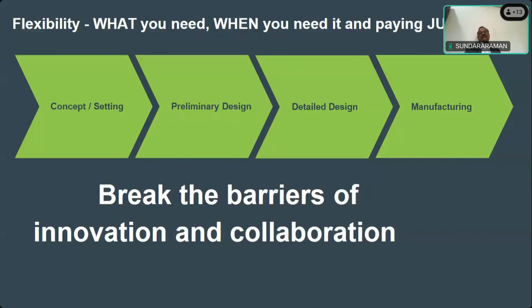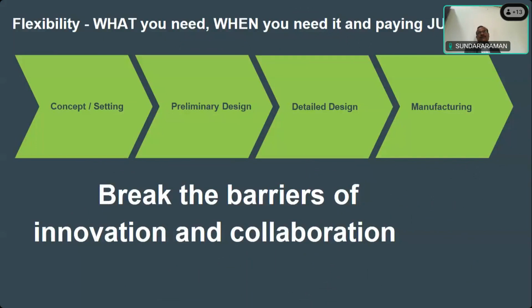Okay, so when you look at that, flexibility, what you need, when you need it, and paying just for them. Basically, we are working on the concept for setting up the system. There is a preliminary design for the product, then detailed design, and then manufacturing. After manufacturing, we go back to the end customer for delivery. That is going to be a separate cycle.